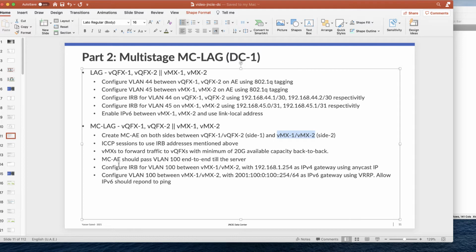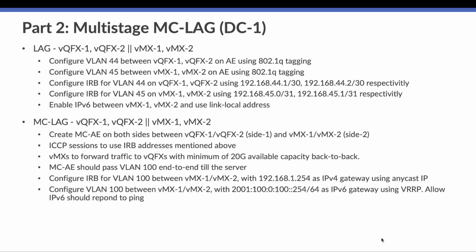The multi-chassis aggregate Ethernet should pass VLAN 100. The multi-chassis aggregate Ethernet should pass VLAN 100 end-to-end till the server. So we need to configure the interfaces towards the server for VLAN 100 in a trunk mode. Configure IRB for VLAN 100 between virtual MX1 and virtual MX2.